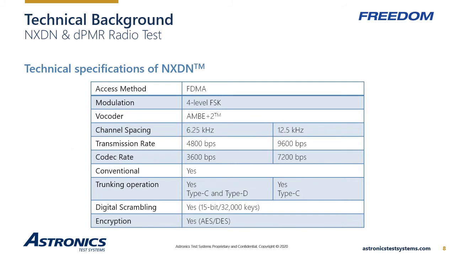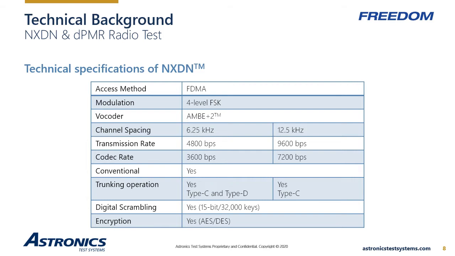NXDN employs a frequency division multiple access, or FDMA, architecture and a 4-level frequency shift keying digital modulation scheme. There are 2 data rates: 9600 baud in wideband channels and 4800 baud in narrowband channels. dPMR is 4800 baud narrowband only.